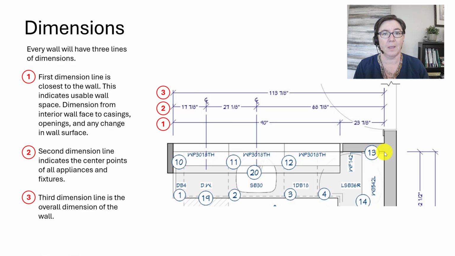All right. Dimension line number 2, here we go. The second line of dimension is for center lines of all appliances and fixtures. So again, we start at the interior wall face, and then we measure to the center line of this dishwasher, to the center line of the sink, and then there's no more appliances or fixtures, so we're going to go all the way over to the interior face of this wall.